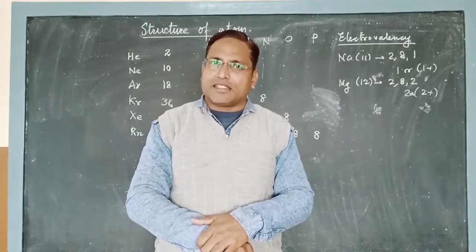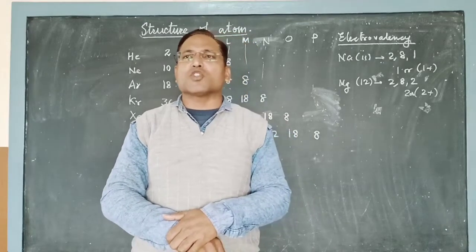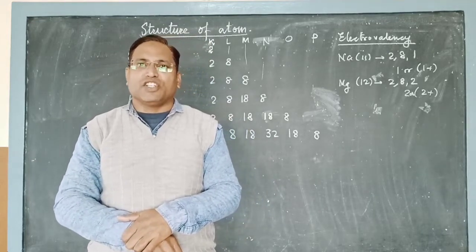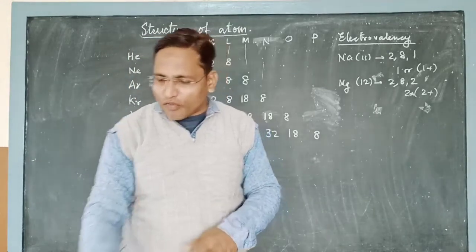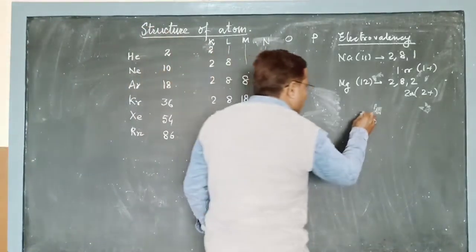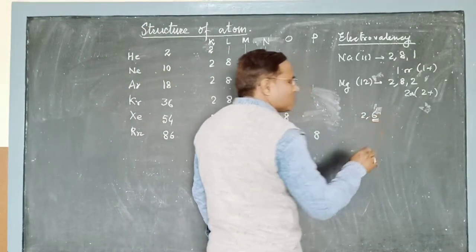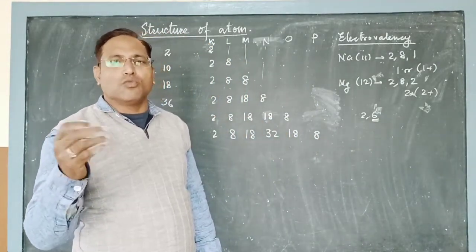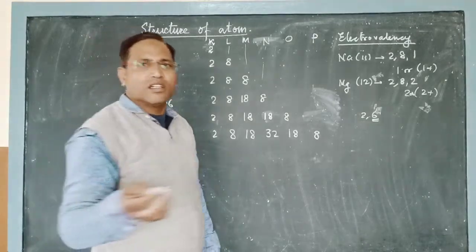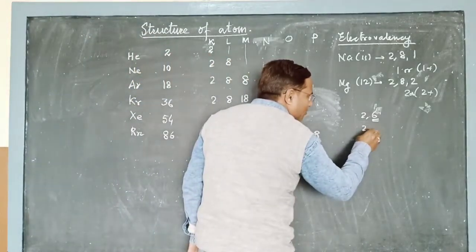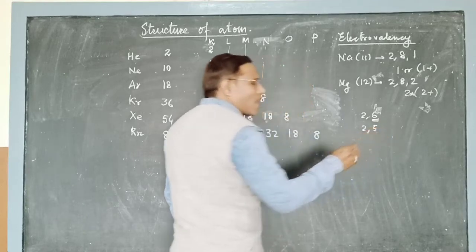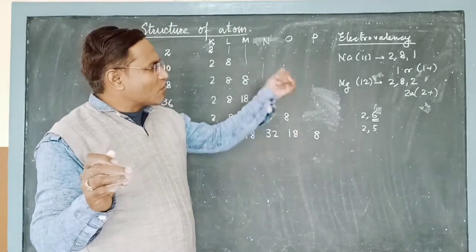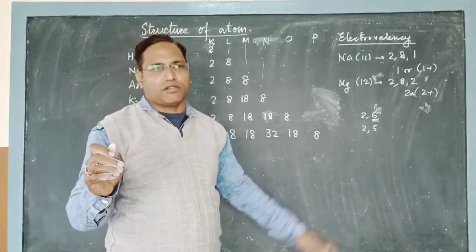1 or 1 minus. In the same way, oxygen requires 2 electrons to fulfill its octet, to obtain the nearest noble gas configuration. The electronic configuration of oxygen is 2, 6. So it will require 2 electrons. When it accepts 2 electrons, its electrovalency will be 2 or 2 minus. In the same way, nitrogen, atomic number 7, 2, 5. So it will require 3 electrons to obtain its nearest noble gas configuration. So its electrovalency will be 3 or 3 minus.